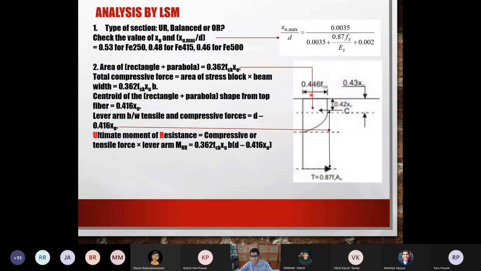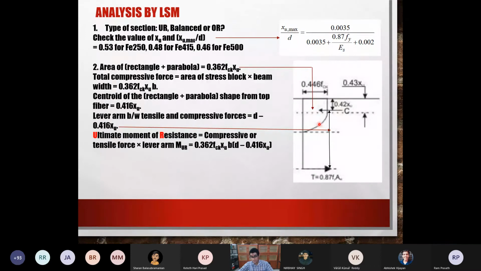This is 0.446 FCK. So what you have to do is find this area, then find the area of this parabola, and then add both of them. If you do that, you will get this as your area. Then that times the breadth of the beam will give you the total compressive force. 0.362 FCK B into XU equals the compressive force acting on that beam at that section.